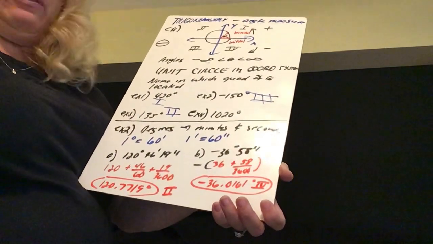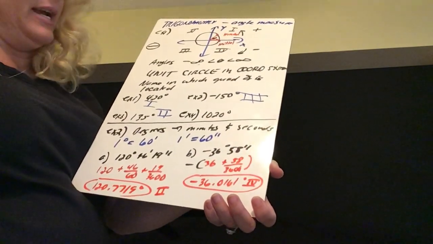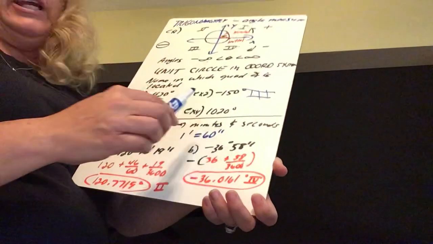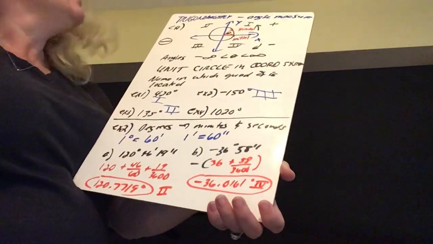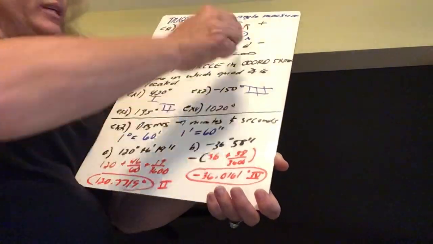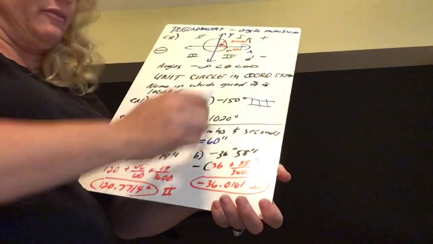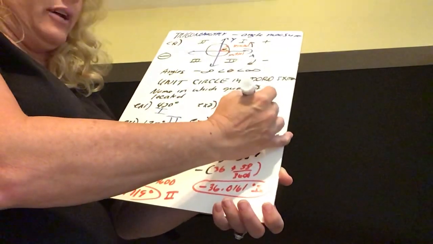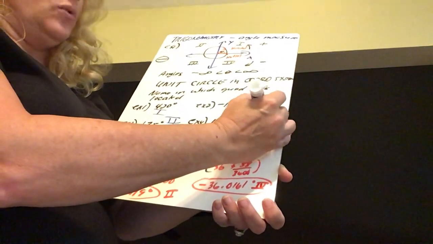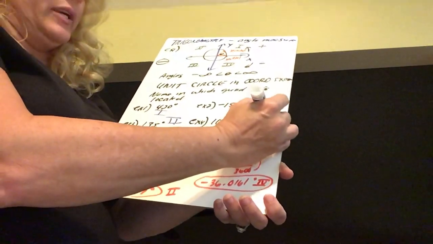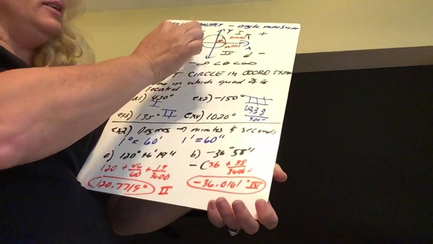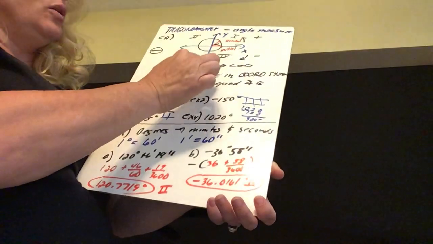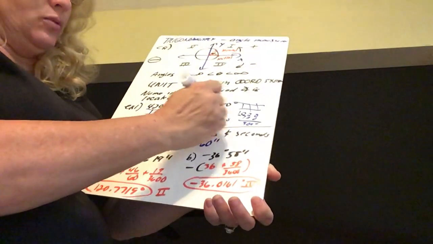And how about 1,020? Okay, 1,020. So we know that one rotation is 360 degrees. So we could think about multiples of 360. If I go around twice, that's 720. So if I take 1,020 minus 720, that's 300 degrees. So where's 300 degrees? Well, from here is 90, 180, 270, plus 300. That would be quadrant 4.